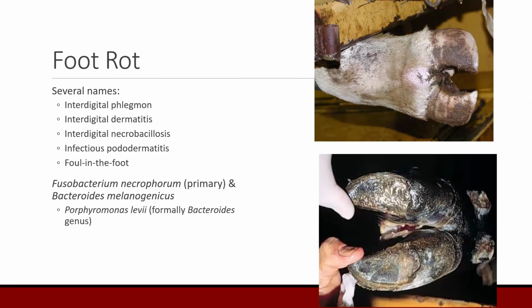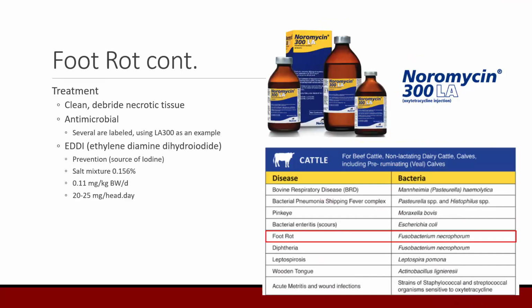Okay. The primary bacteria, and so if I ask you what's the primary bacteria for foot rot in cattle, or maybe actually more likely, I will say Fusobacterium necrophorum is a primary bacteria for what illness? Okay. The answer would be foot rot. Also liver abscesses, but we'll talk about that later. Okay. Any questions?